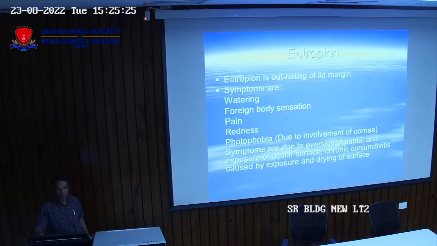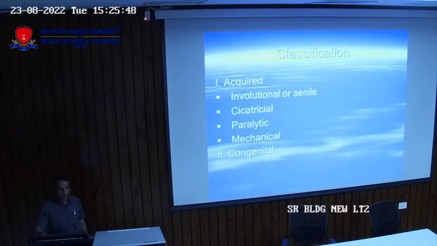Now we come to the ectropion. It is the outrolling of the lid margin. Symptoms are watering, foreign body sensation, pain, redness, and photophobia due to involvement of the cornea. Symptoms are due to eversion of the puncta and exposure of the ocular surface. Chronic conjunctivitis is caused by exposure and dryness of the surface. Again, congenital and acquired; acquired types are involutional or senile, cicatricial, paralytic and mechanical.